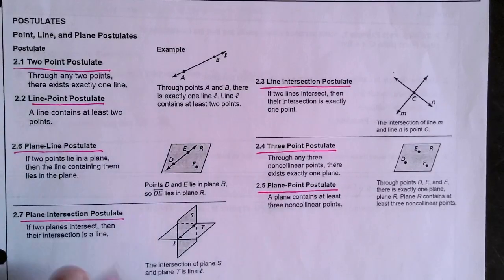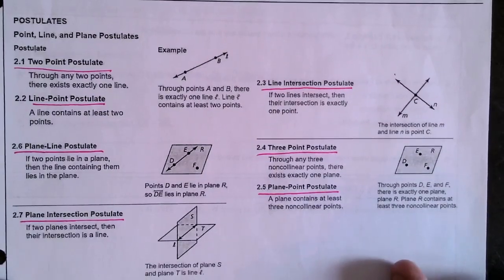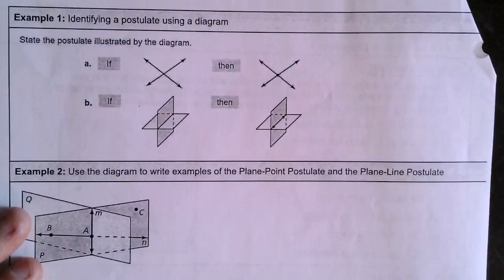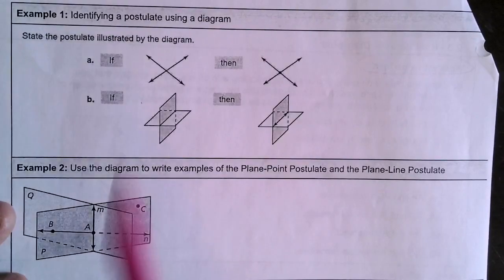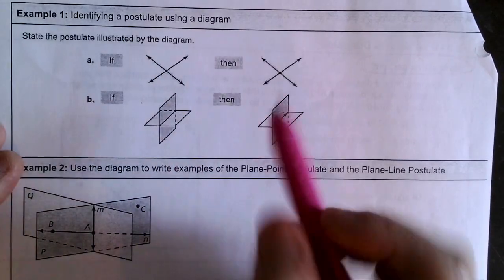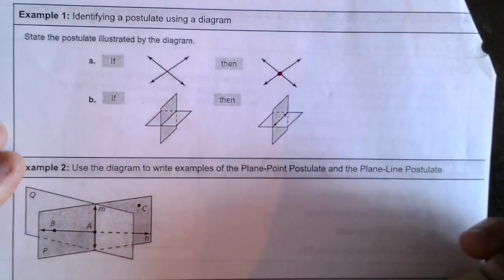Okay, so we have a couple of questions on the back that we have to identify, which postulate they're talking about or give an example. So let's take a look at that. For example one, we're going to identify a postulate using the diagram. The first one says, if two lines intersect, then they intersect at one point. You have a dot right there.